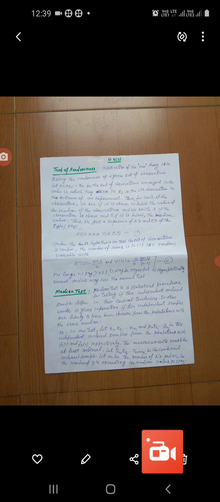Thus, we get a sequence of A's and B's of the type, say, A, B, B, A, A, B, A, B, B, and let it be denoted by 1. This A, B, B, A, B, A, B, B may occur in any manner.